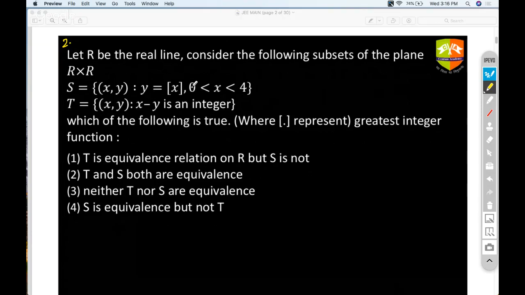Let R be the real line. Consider the following subsets of the plane R cross R. So S is a set of ordered pairs x comma y such that y is GIF of x, x belonging to 0 to 4, and T is all ordered pairs x comma y such that x minus y is an integer. Which of the following is true?